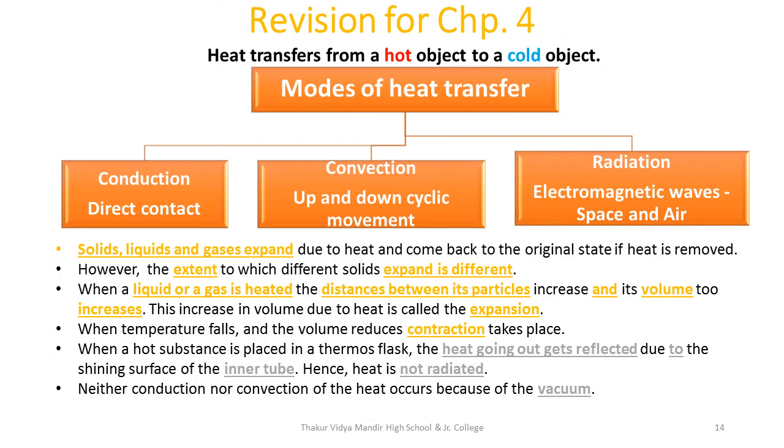Revision for chapter 4. Heat transfers from a hot object to a cold object. The three modes of heat transfer are conduction, which requires direct contact and a medium. It is commonly observed in solids. The second one is convection, which involves an up and down cyclic movement. It is commonly seen in liquids and gases. And the final one is radiation, which takes place with the help of electromagnetic waves through space and air.